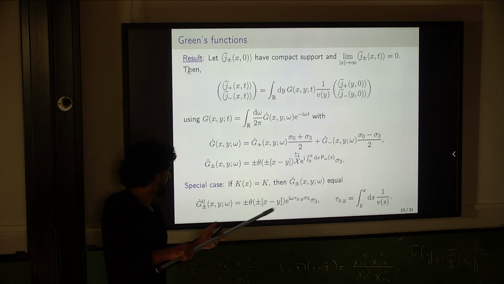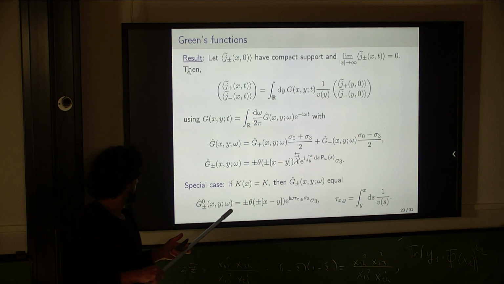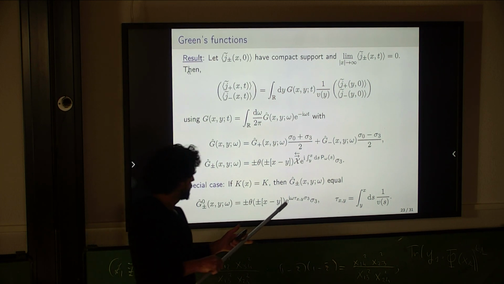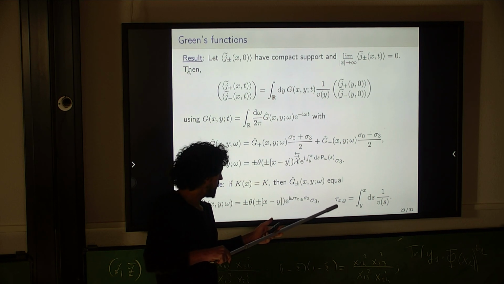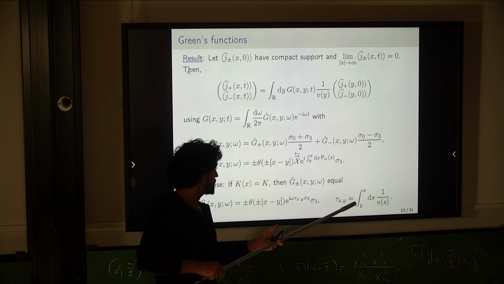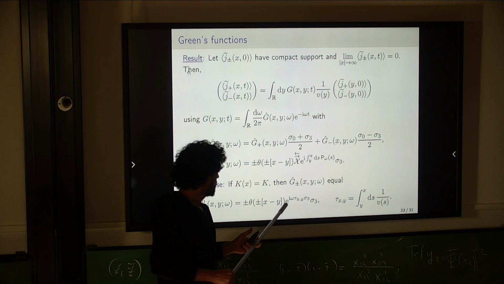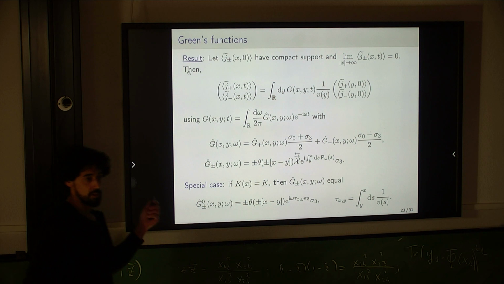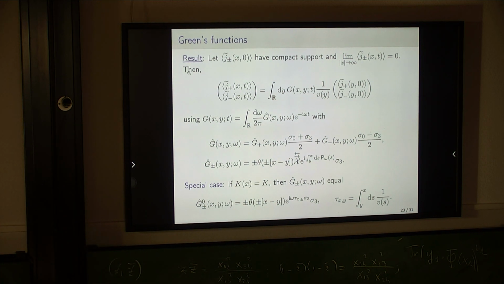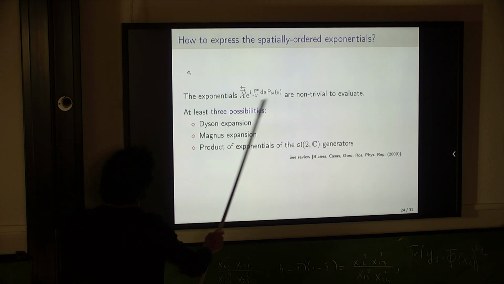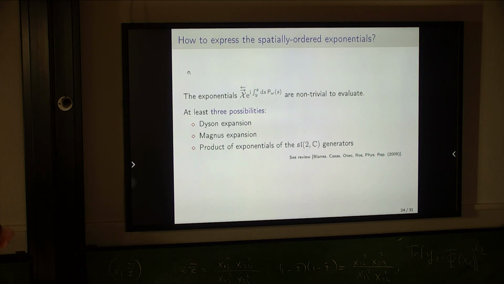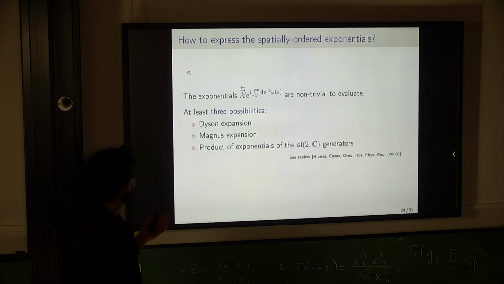So you still have this Kronecker delta, you still have the Heaviside step functions, but evolution is basically just in terms of this function I introduced, tau xy, which is the time it takes to propagate from point y to x. So these exponentials are just replaced by much simpler exponentials. The biggest problem now is how to study these path-ordered exponentials. What do they mean? How do you plot them, say? How would you like to access the information? I know at least three possibilities.